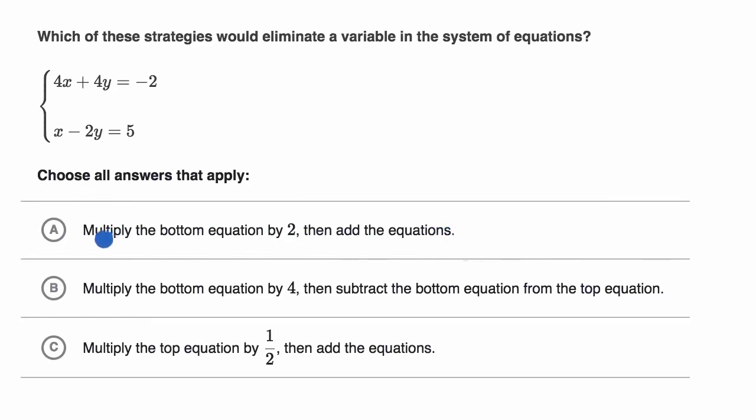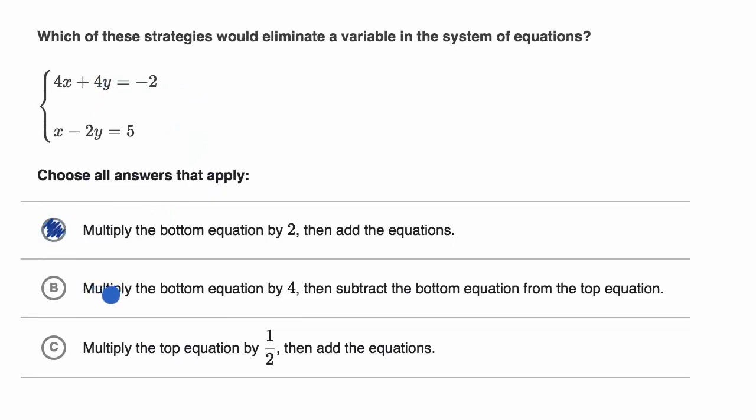All right. So if we multiply the bottom equation by 2, we're going to get 2x minus 4y, I'm just multiplying everything by 2, is equal to 10. And then if we were to add the equations, 4x plus 2x is 6x, so that doesn't get eliminated. Positive 4y plus negative 4y is equal to 0 y's. So the y's actually do get eliminated when you add 4y to negative 4y. So I like choice A, and I'm going to delete this so I have space to work on the other choices. So I like this one.